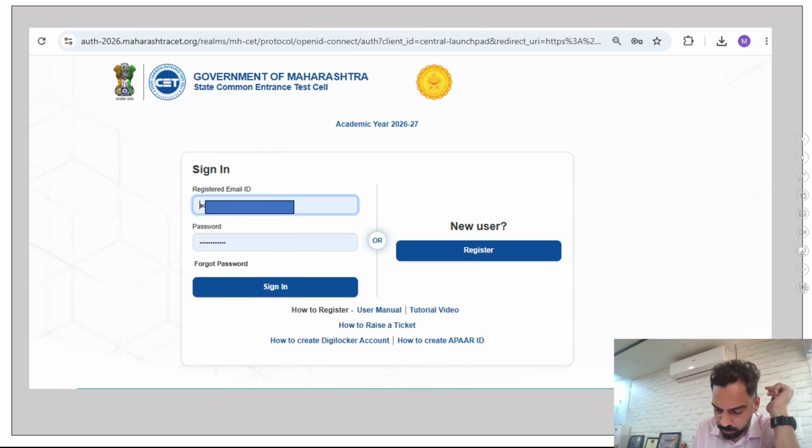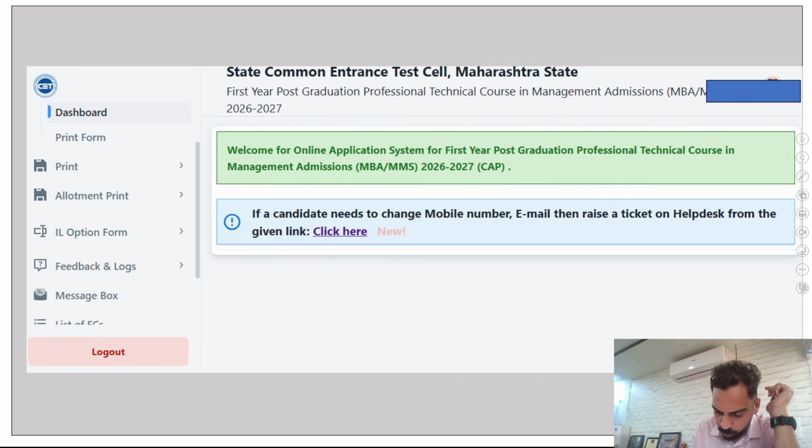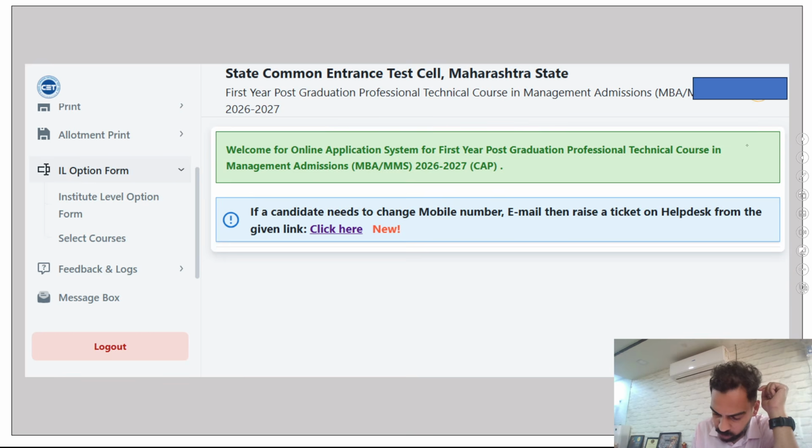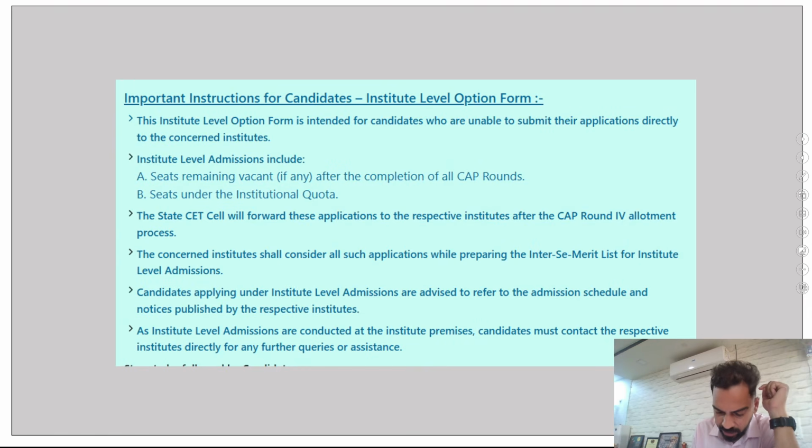Moving ahead, इस तरह से आपको process करना है, and then here you have this new option, that is the IL option form. Let me explain this. ठीक है? ये आपको select courses, आपको already पता है कि क्या क्या करना है, and then you have these rules and regulations, that is instructions.